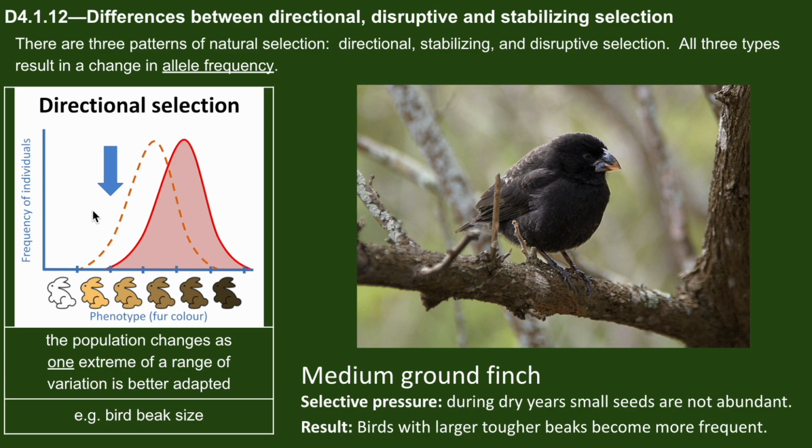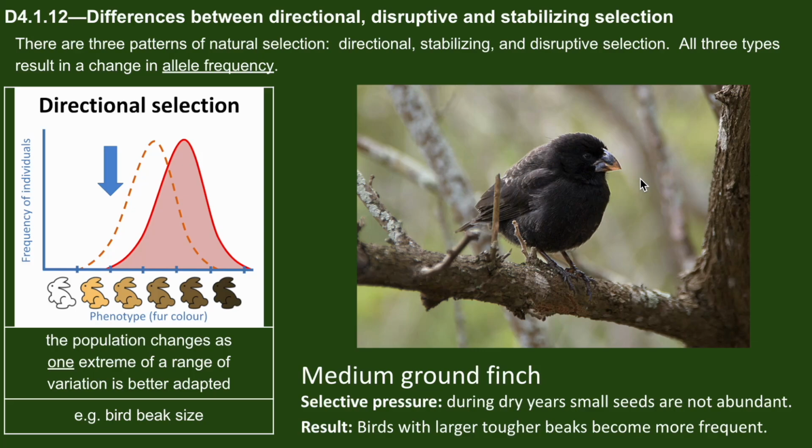Okay, now we have 3 types of selection we're going to differentiate between. First up is directional selection. So this is where the population changes as one extreme of a range of variation is better adapted. An example of this is the medium ground finch. If during dry years small seeds aren't abundant, and only large seeds are able to survive a drought, then birds that have larger beaks are going to have an advantage to be able to get into those seeds and eat.